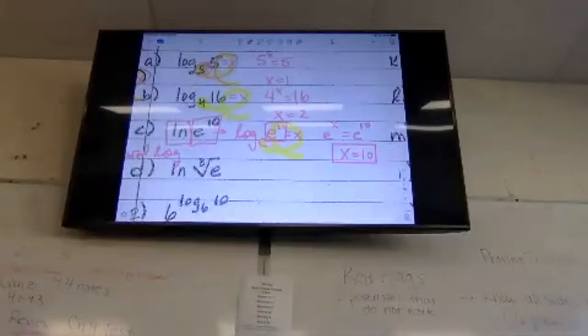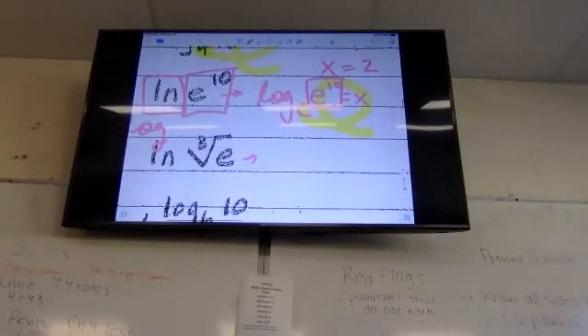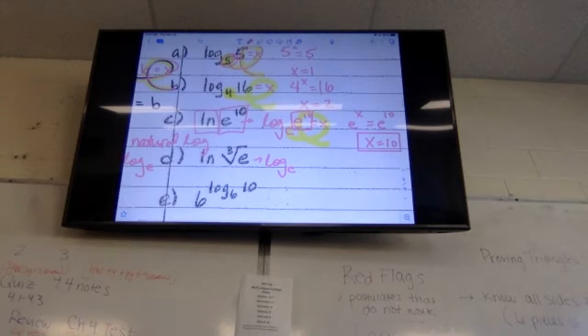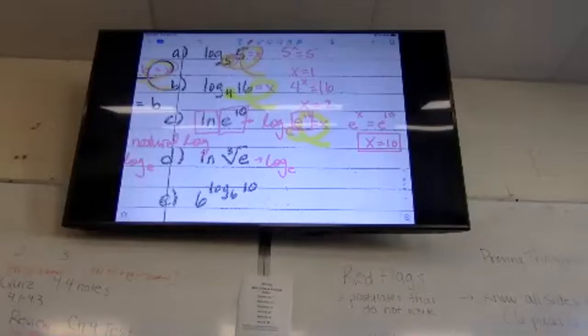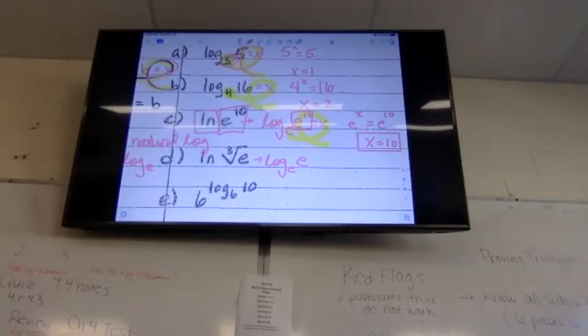Okay. What about the next one? I've got an ln, so I'm going to make that log base e. I've got this cube root of e. Do you remember how to make a cube root or a radical back into an exponent? Cube root of e is the same thing as e to the what power? Close. The what? 1/3. Very good.